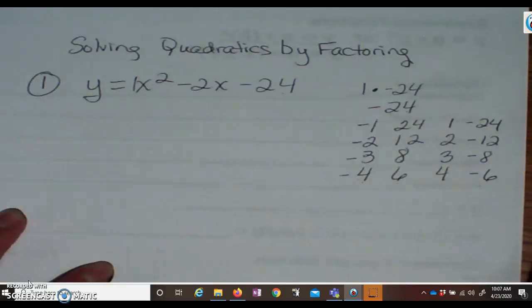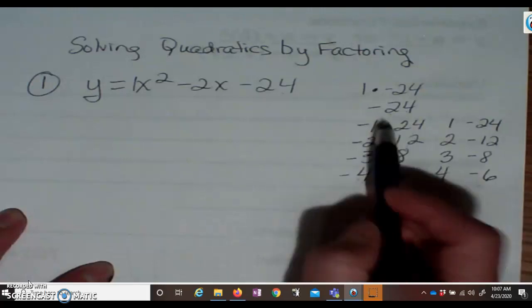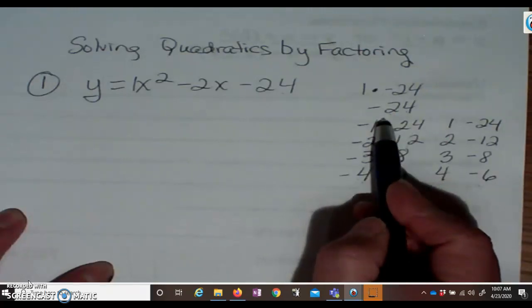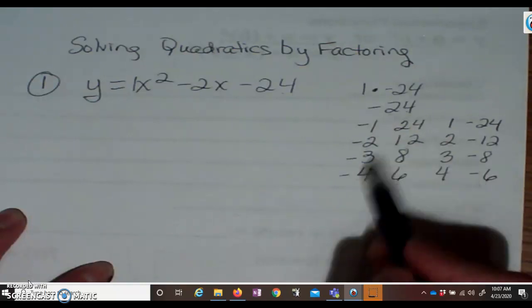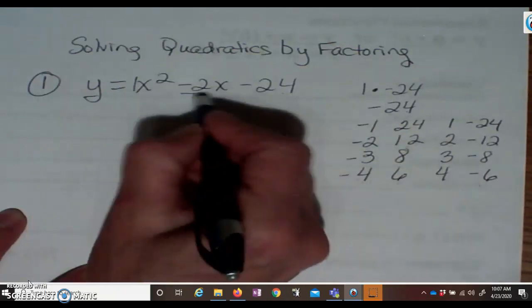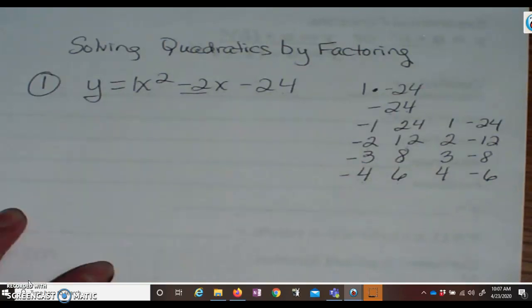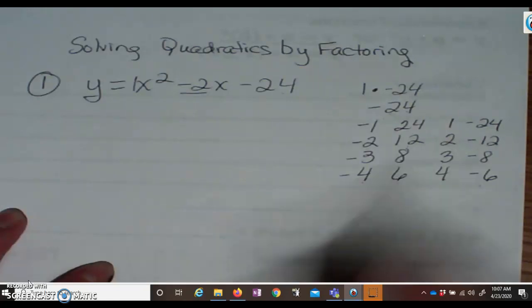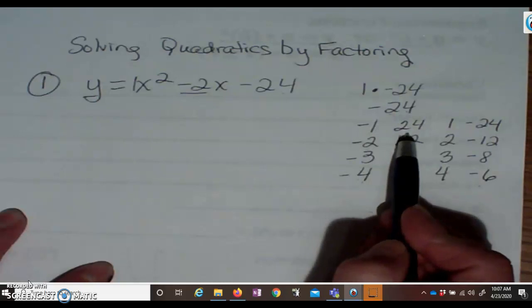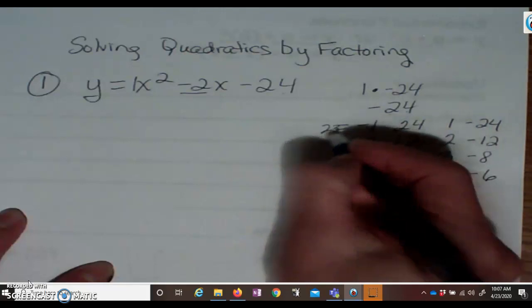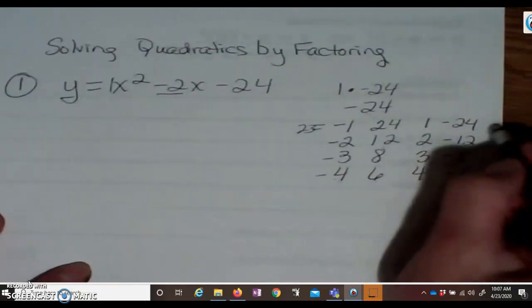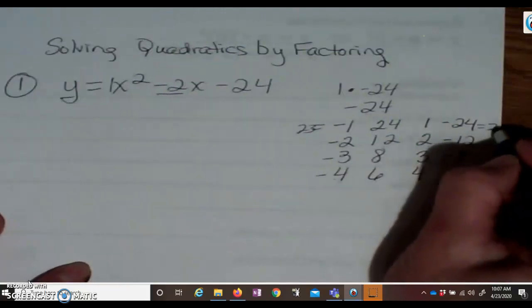Now, when I'm factoring, after I did the multiply first times last, I'm going to look at these factors and decide which of them, when I add them together, give me a negative 2. So which factors added together give you the middle term? Okay, so I'm looking for a negative 2. Negative 1 and negative 24, when I put that together, that is a negative 25. Okay, too big. Right, so if I look over here, this one gives me a negative 23.